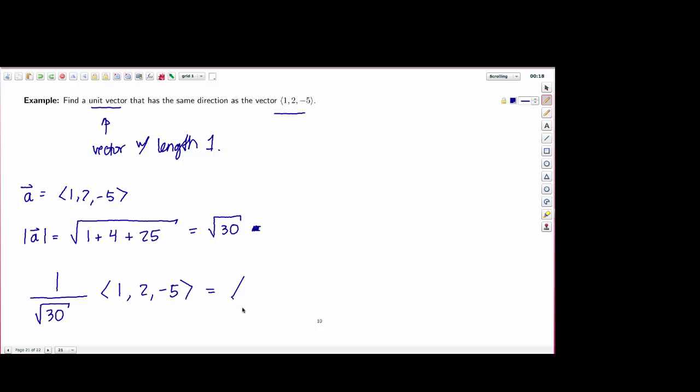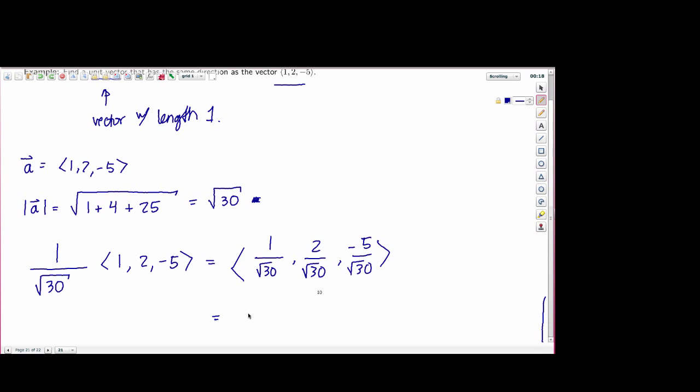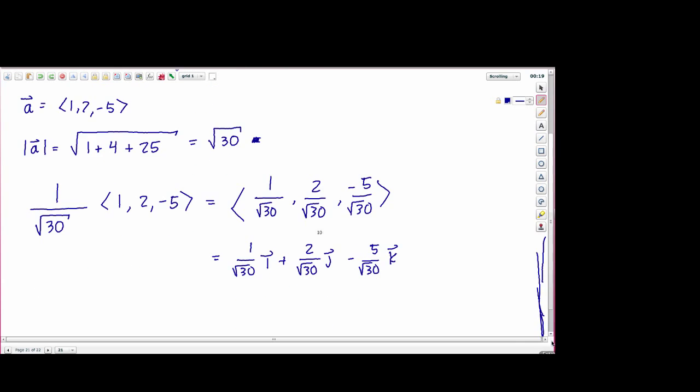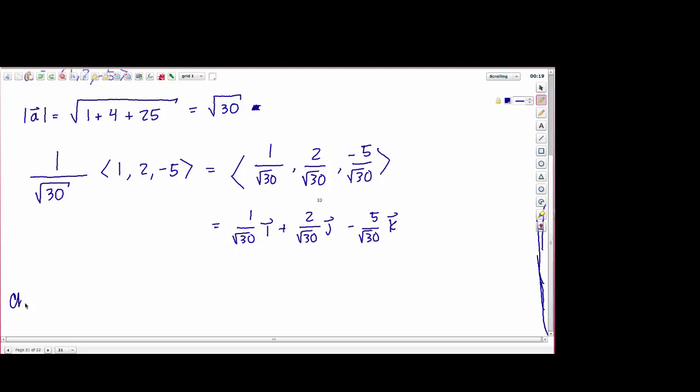I can write this in component form as 1 over root 30, 2 over root 30, minus 5 over root 30. Or if you like the IJK notation, this is 1 over root 30 i plus 2 over root 30 j minus 5 over root 30 k. Alright, so we found our vector. Finally, let's just check that it works.